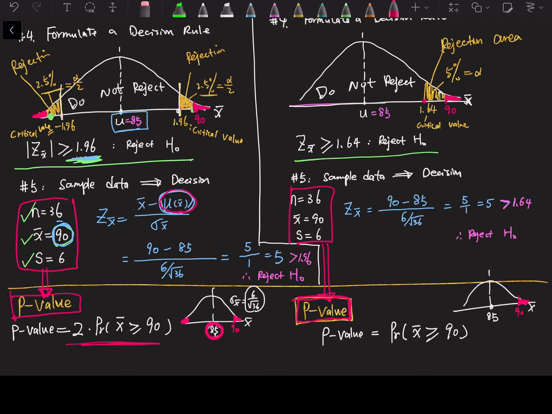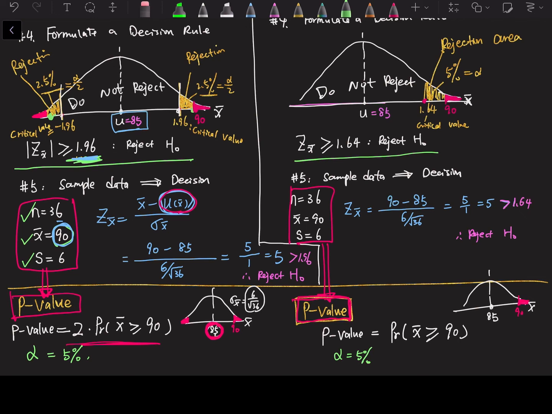Okay, so you can always compare the p-value with alpha. Alpha is 5% right here. We pre-specify the level of significance, which has nothing to do with the sample data. The 5% is just your selected level of significance. In this case, alpha is 5%.